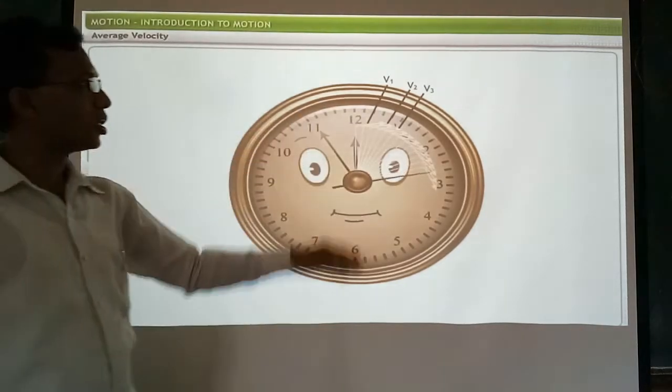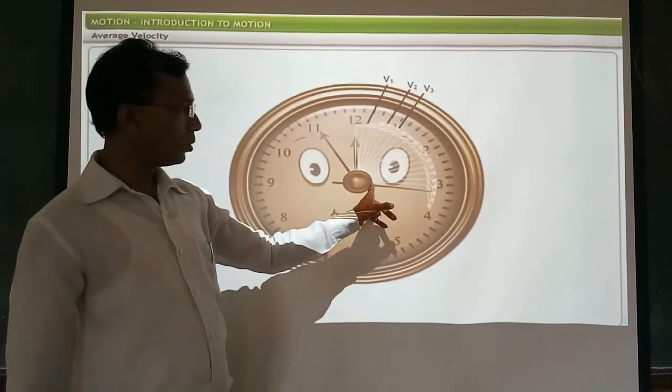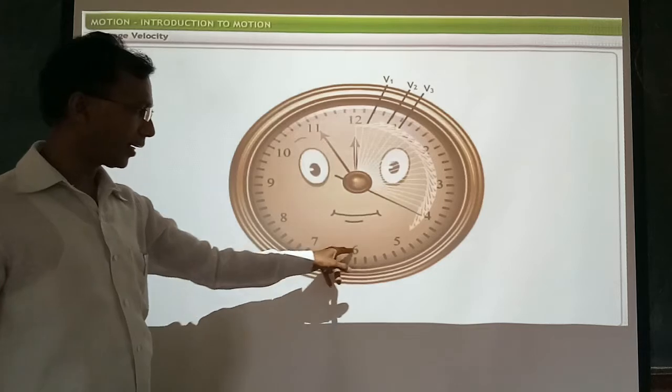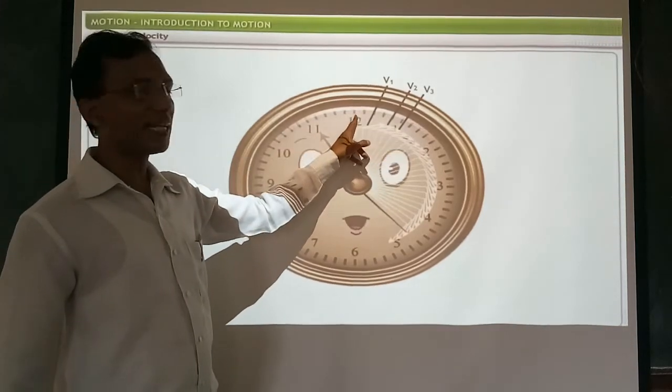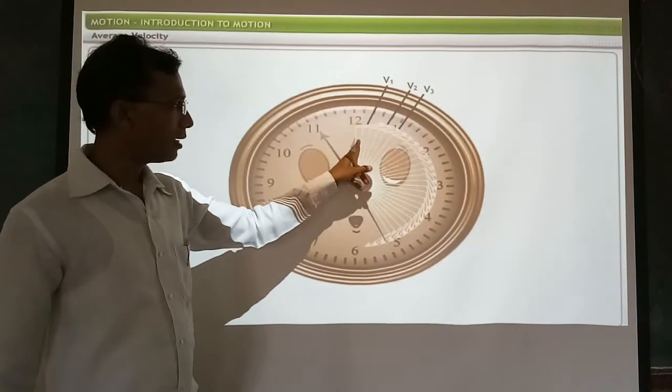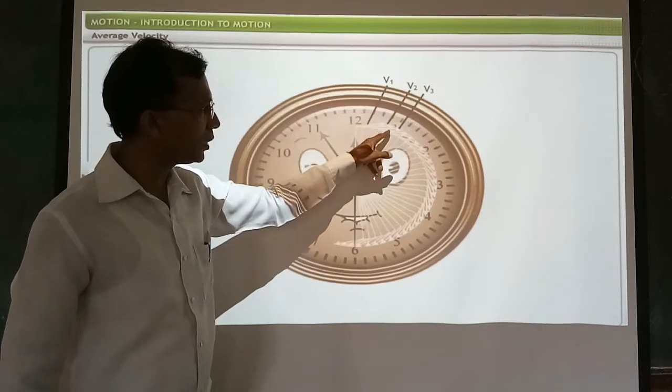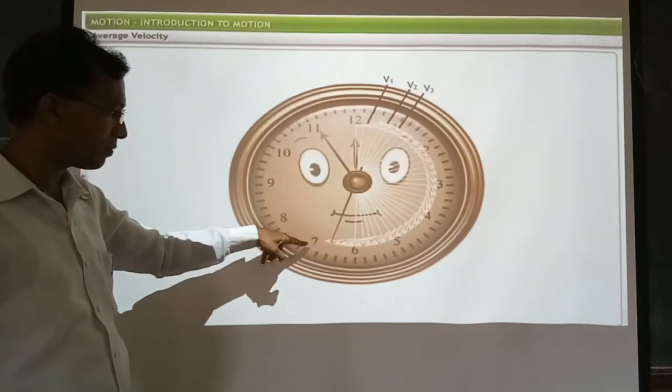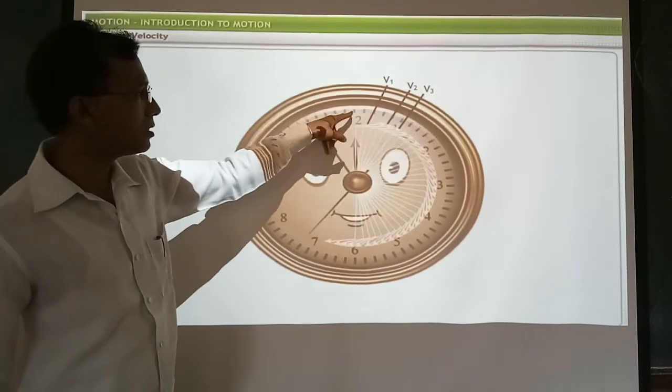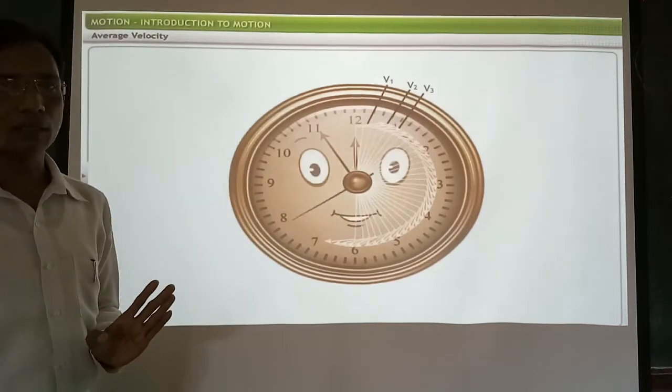Here we can observe there is a clock. Now the second clock will rotate. The initial position is at 12, but it will rotate through velocities V1, V2, V3, V4, V5, V6, V7, V8, and it reaches the point here, the final position.